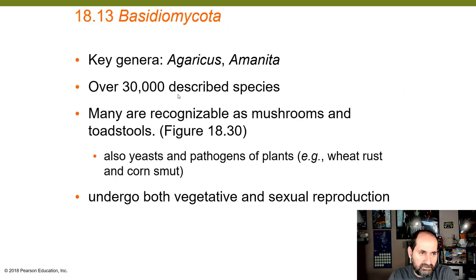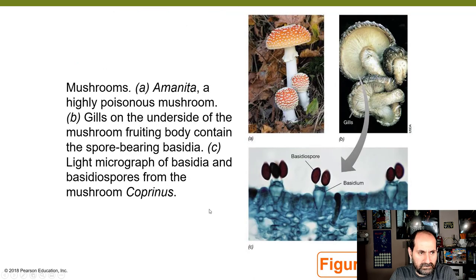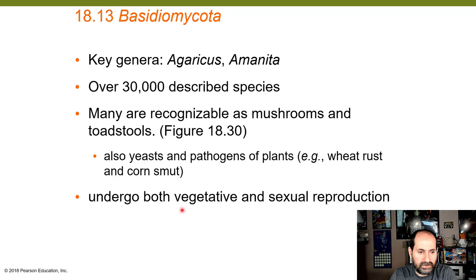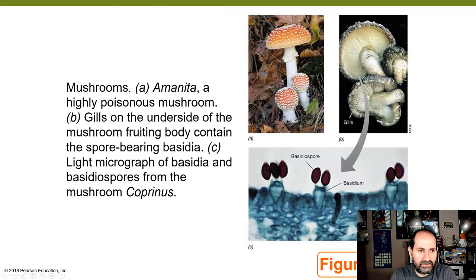Now let's touch on the Basidiomycota. These include your mushrooms, toadstools, rusts, puffballs, etc. These are also yeasts and pathogens of plants. These can also undergo both vegetative and sexual reproduction.